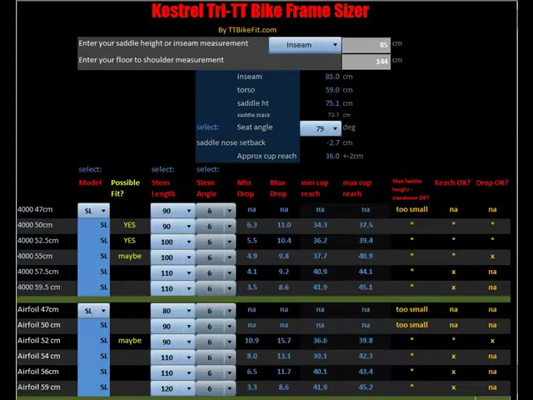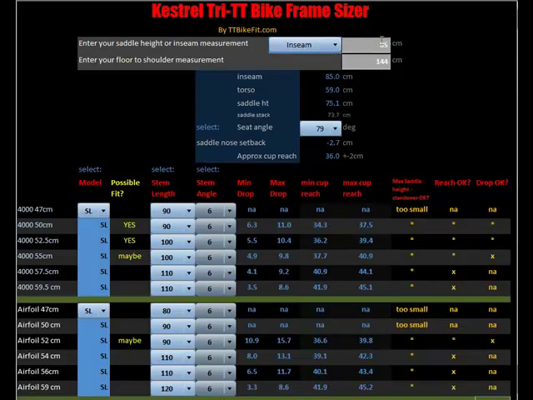The Kestrel Tri and TT bike frame sizer is designed to help you pick out which models and which sizes of Kestrel frames are likely to work for you based upon your measurements and fit parameters. To use the calculator, you just need to enter two simple body measurements.